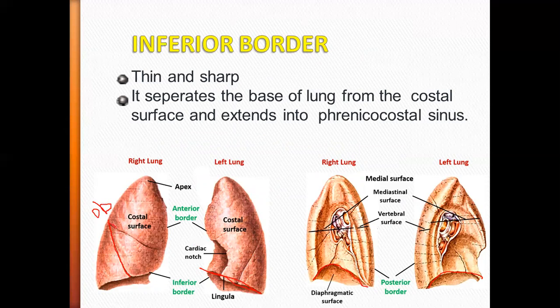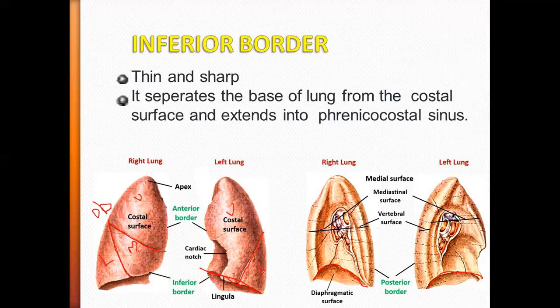Another fissure, see here, is running like this on the central aspect. This is our horizontal fissure. So remember, the right lung has two fissures: one is oblique, another one is horizontal. Come to the left lung. What is happening to the left lung? Only one fissure is running from above to below, that is the oblique fissure. Because of these fissures, the right lung is divided into upper lobe, middle lobe and lower lobe. The left lung is divided into upper lobe and lower lobe.